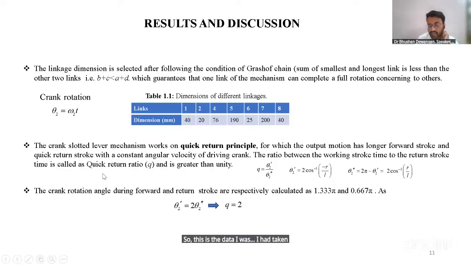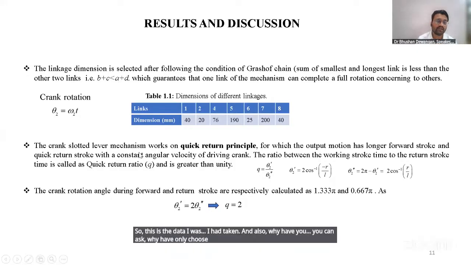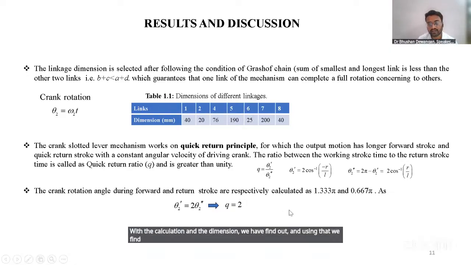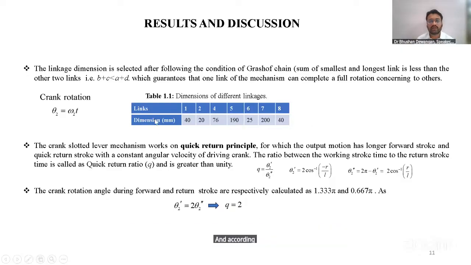Also, you can ask why I have only chosen the crank slotted lever. I have used the crank slotted lever because it works on the quick return principle. Here what I need is a longer forward stroke, and the return stroke should take less time. So I used that, and with the calculation and the dimensions we found that the quick return ratio we have to use is 2, according to the link dimensions.